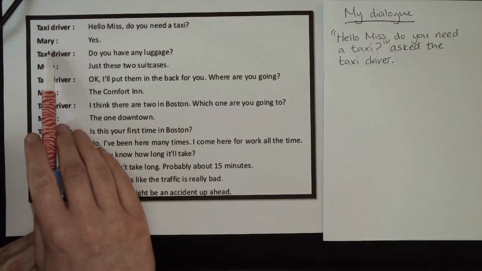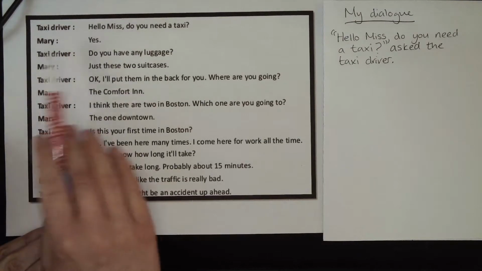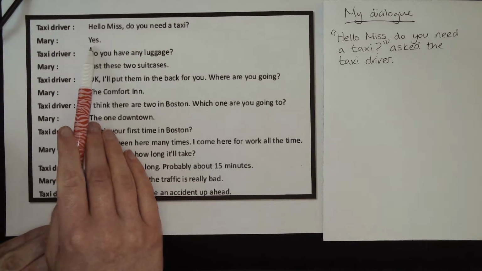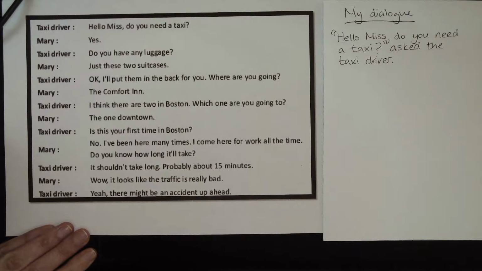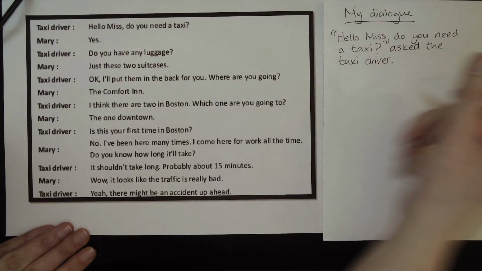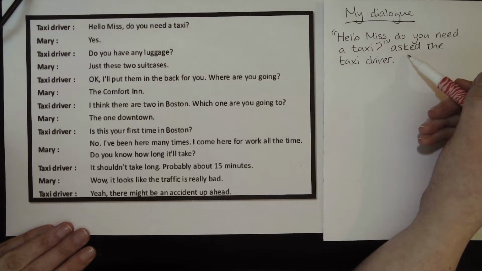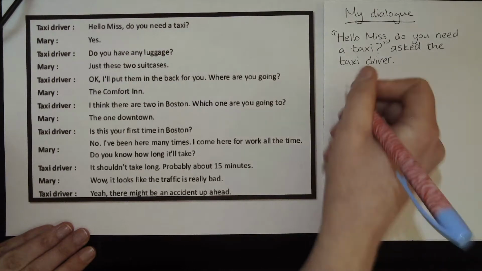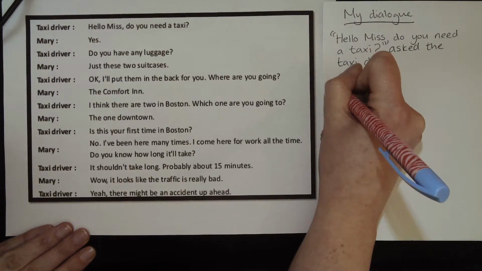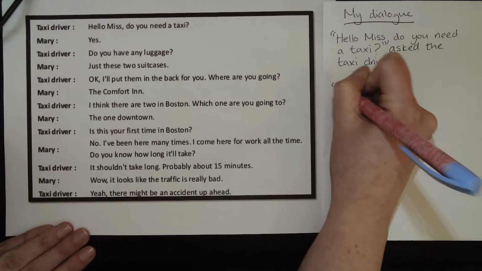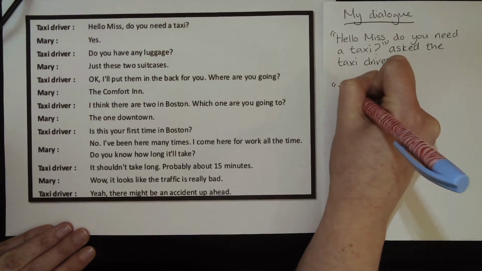Okay, so we can see the next person that's speaking is somebody called Mary. So I need to now write down what Mary says. Now this is very important. When you have somebody new speaking in dialogue, we have to start a new paragraph. So instead of putting Mary's dialogue here, I'm going to leave a line blank and I'm going to put her reply here. So Mary says, "Yes."